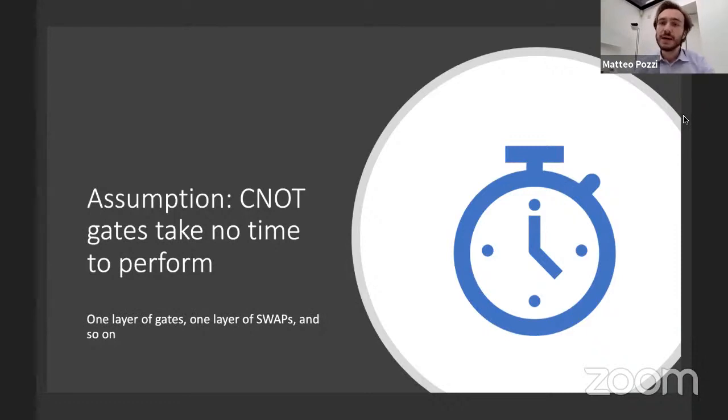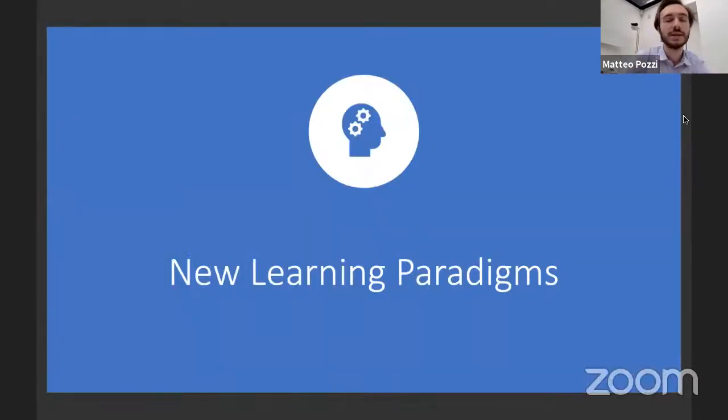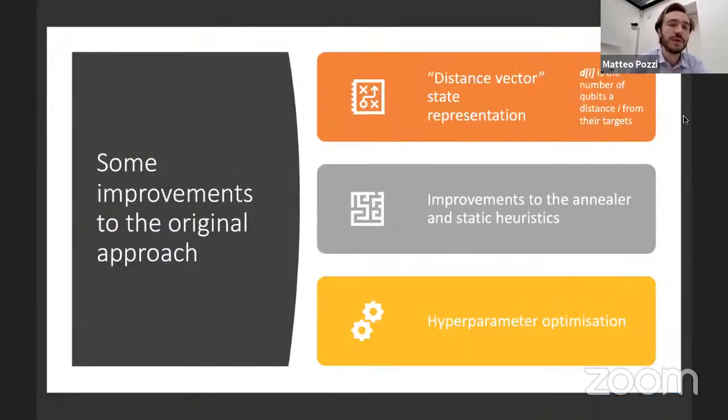But in reality, the trouble is that CNOT gates do take some time to perform. And so in order to try and come up with an optimal solution, we need to think about that more carefully. But I'll talk about that more later. So in terms of the research that I've done, together with Stephen Herbert, basically we decided to start by coming up with some new learning paradigms. So we made some improvements to the original approach.